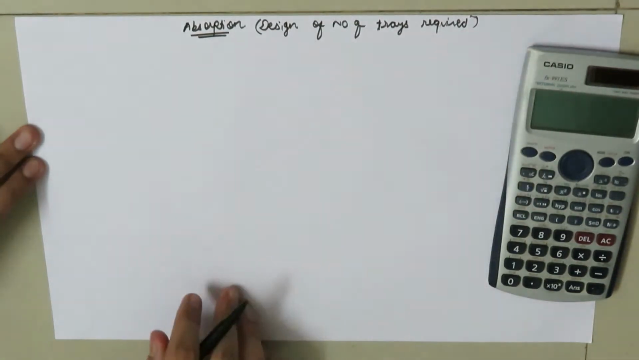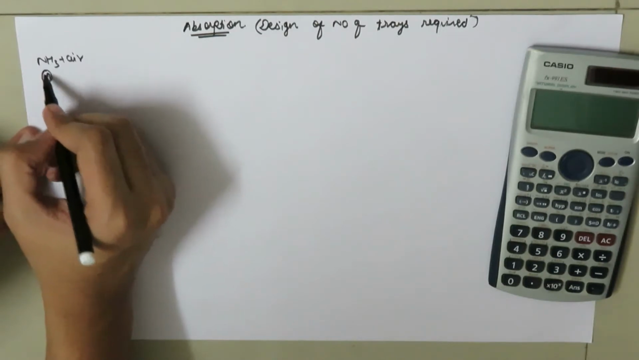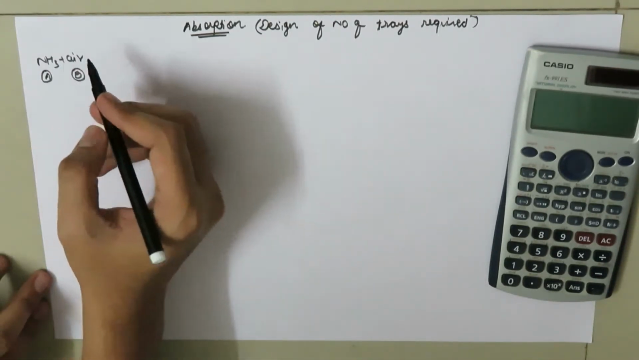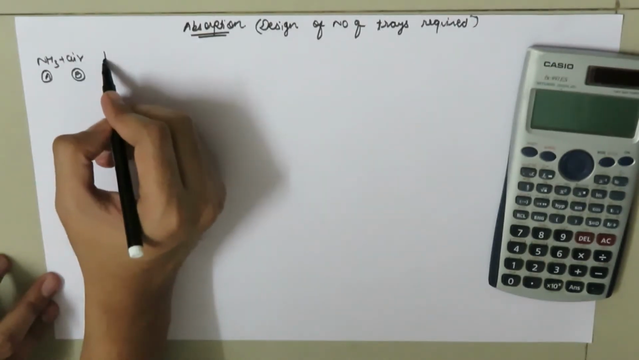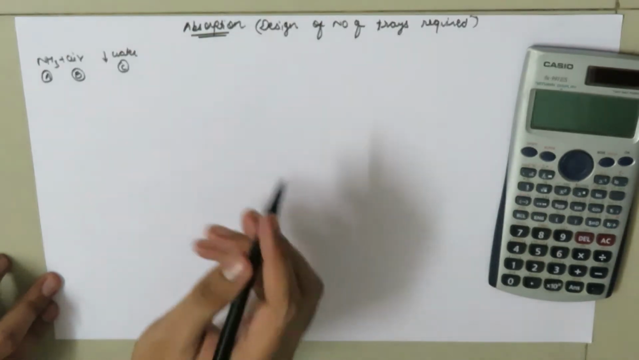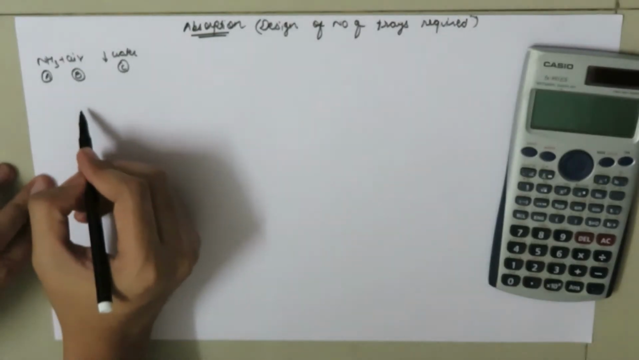Now in this case we are going to assume that we have ammonia present in air. Ammonia is considered as component A and air is considered as component B, and we are going to absorb this ammonia by making use of water, which is called component C. Mainly, absorption is practiced in a countercurrent process.